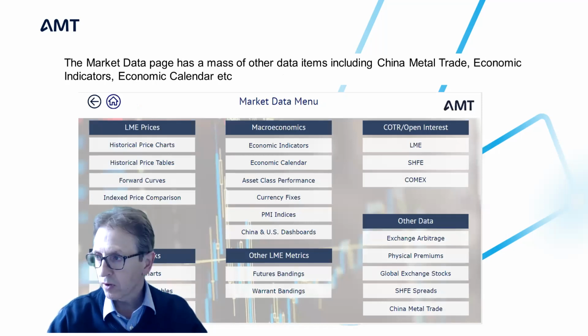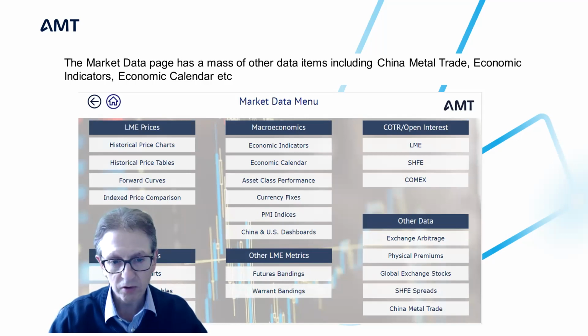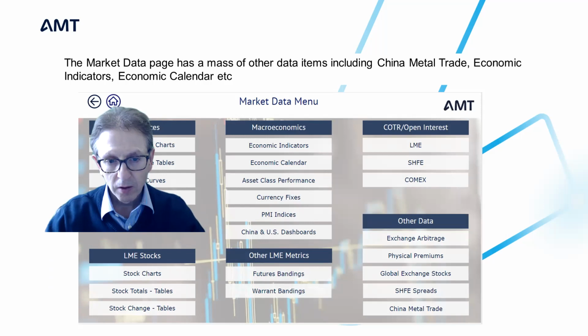And I just wanted to quickly give an overview here. So again, to get to this, we click on homepage and market data. This page here is actually a very useful overview of lots of the data that's contained within the report. So let me just move myself up here, for example. Lots of useful data here. Things, for example, like China metal trade in the bottom right, economic indicators, economic calendar in the middle here, but lots of other things to explore.